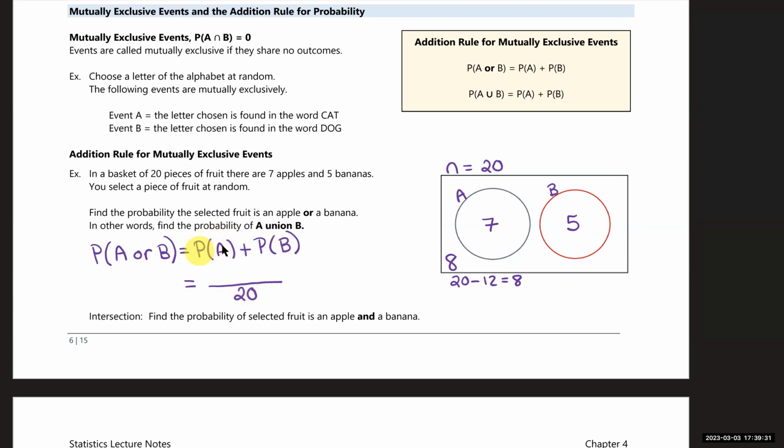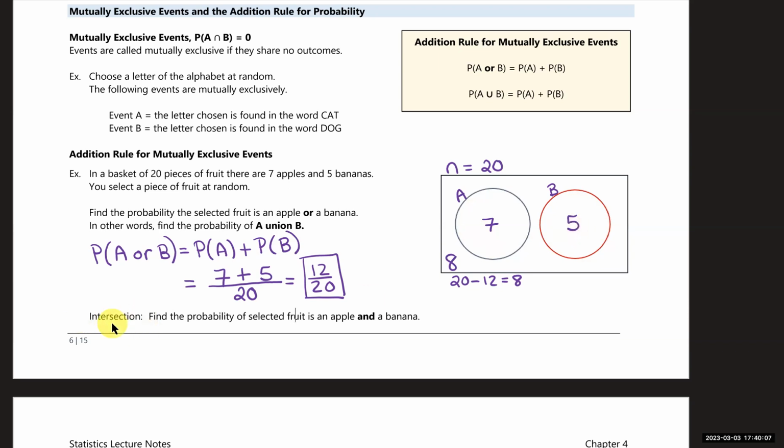So basically, we're just doing union. We're taking all of the apples, so 7. There's a 7 out of 20 chance of getting an apple, plus banana, 5 of them, so 5. So there's a 12 in 20 chance that you're either going to get an apple or a banana. All right, hopefully still pretty simple. So or is union. When we see or, we'll be doing adding because we're combining, we're doing the union of the two groups.